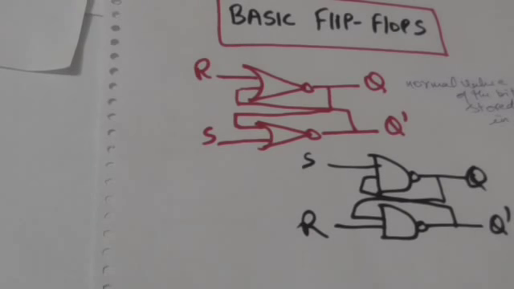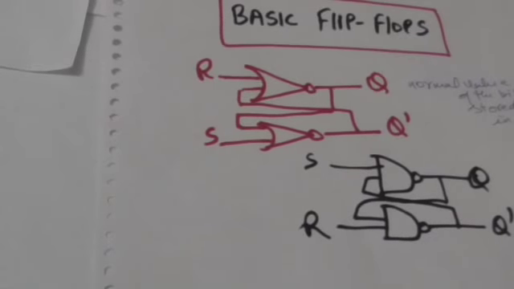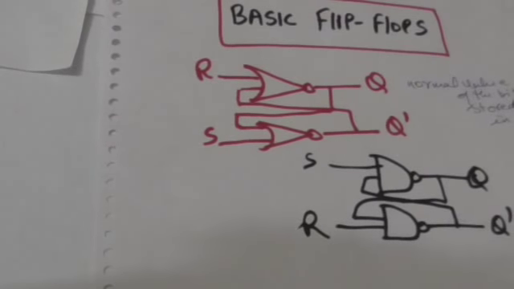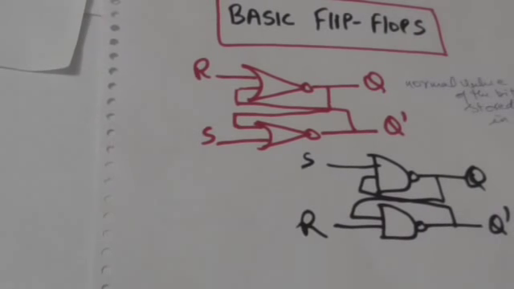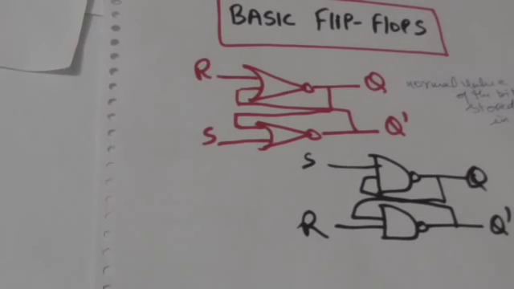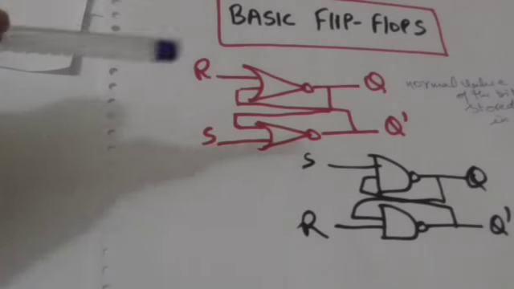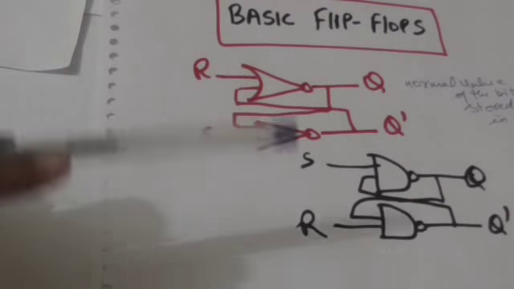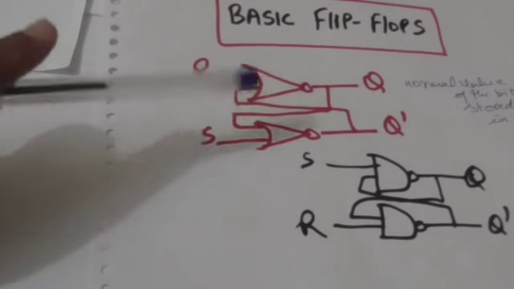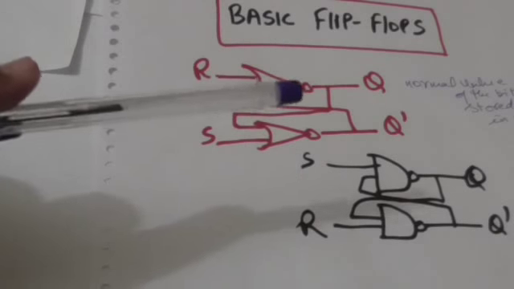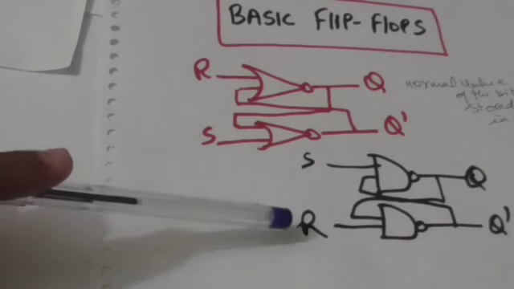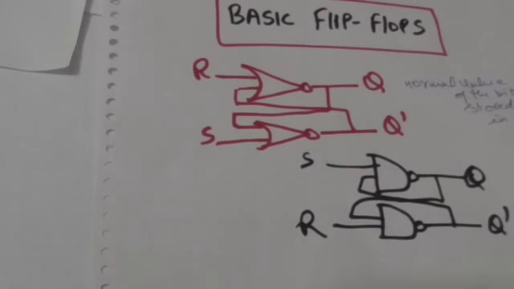Basic flip-flops can be constructed with two NAND gates or two NOR gates. More complicated types of flip-flops can be constructed by using these basic flip-flops. Now, these are the logic diagrams of basic flip-flops which are constructed with two NOR gates and two NAND gates.